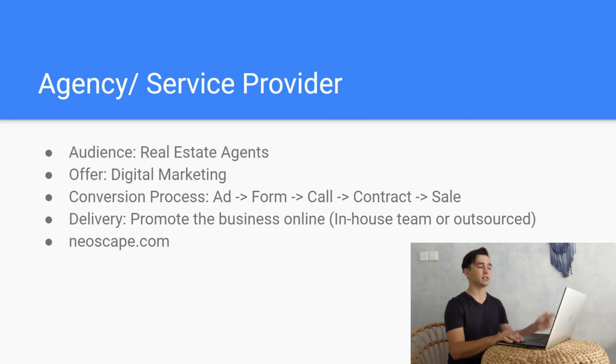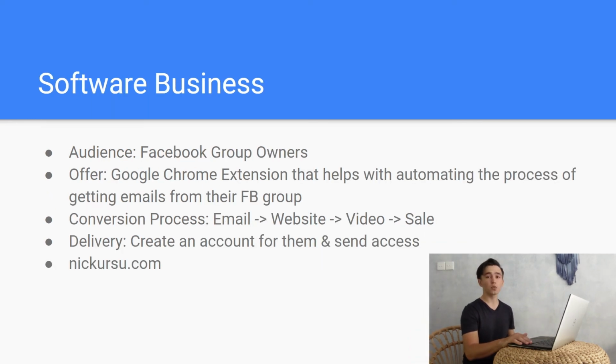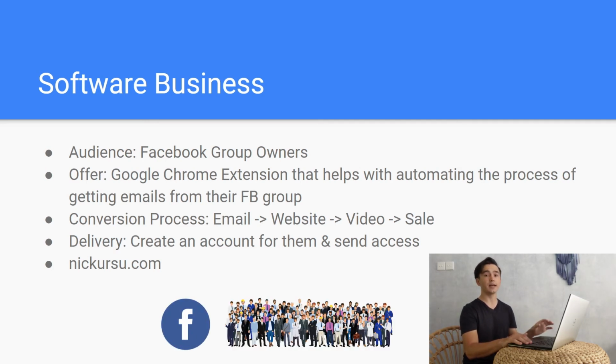And the fourth example is going to be software business, which is another example of mine. I could have chosen an example, but I want to make it simple for you so that you understand. The audience for this specific software is the Facebook group owners. And the offer is a Google Chrome extension that helps with automating the process of getting emails from their Facebook group. So this extension would help them with getting emails of their group members.